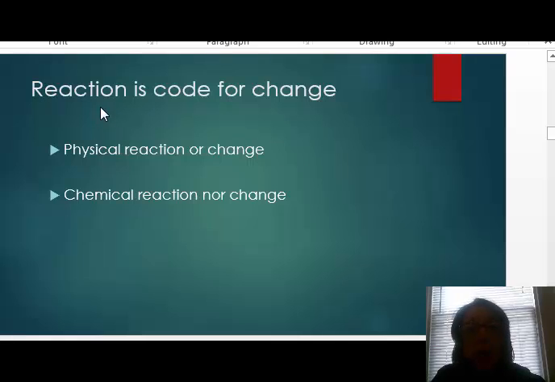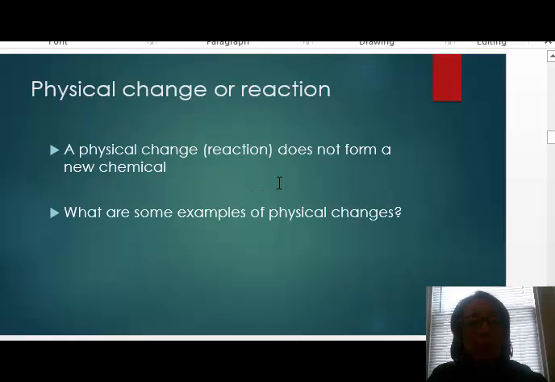Chemists use the word reaction to describe a change. When you see the word reaction, you know that some sort of change is being discussed. In the broadest sense, reactions can be classified into two categories, either physical or chemical. Physical reactions or changes abound in our everyday life. A physical reaction is a change where no new chemicals are formed.